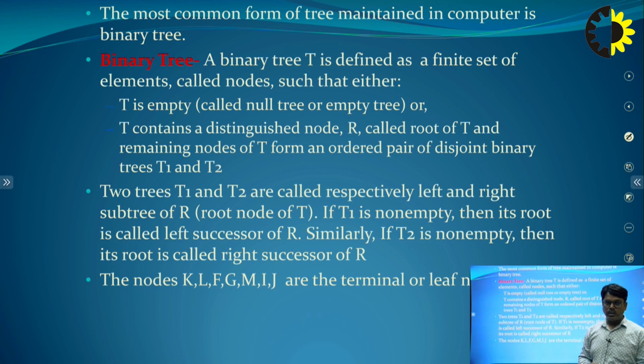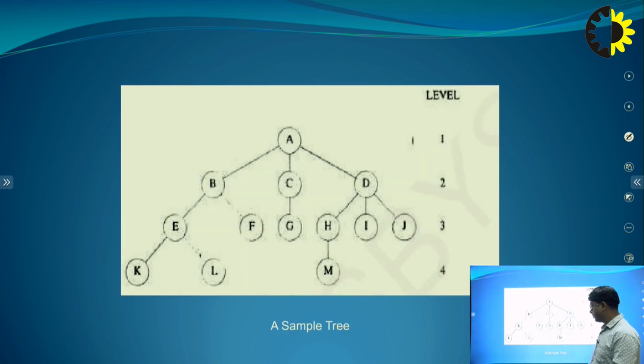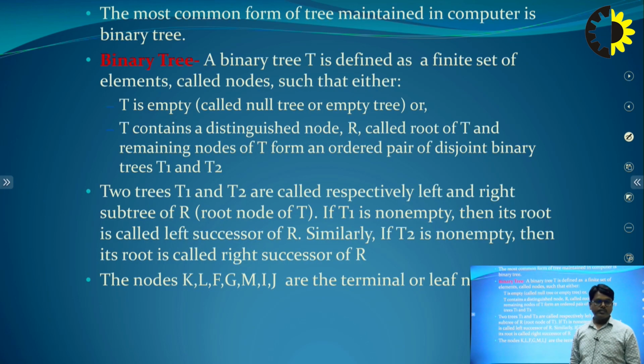The 2 trees T1 and T2 are called respectively the left subtree and right subtree, because they have been attached to a root node at the left side and the right side of the tree. In the previous diagram, we can see here that K, L, F, G, M, I and J are the leaf nodes exactly, because they have been attached in a tree, as explained here. These are the terminal nodes; we can say it with the word terminal node or leaf node.